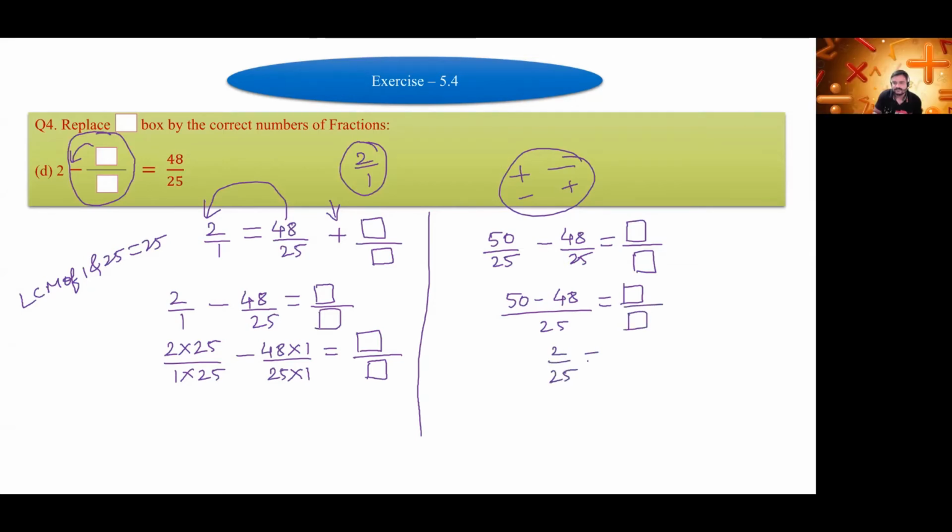2 by 25, which is equal to the box. So the answer will be 2 for the upper box and 25 for the lower box. So put 2 by 25 here.